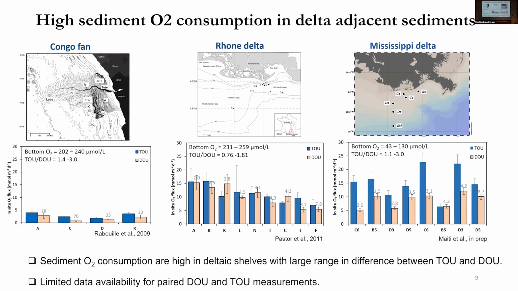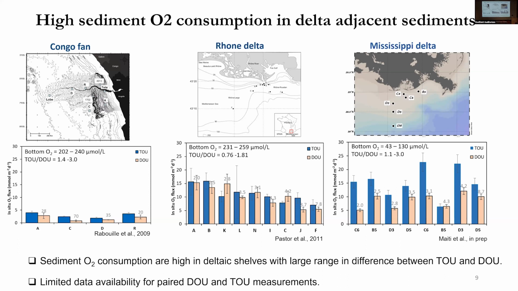When I was asked to give this talk, I was like, okay, there must be tons of data where we have TOU and DOU. Turns out there are less than 5 papers where both these things have been done together. There are a lot of papers which do DOU, even more that do TOU, but when you try to look at them together, there are very few papers. And there is utility in doing these together. So I have examples from 3 areas: my backyard, Gulf of Mexico, and Congo and Rhone Delta.